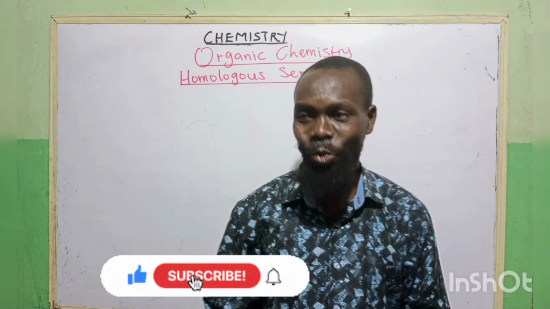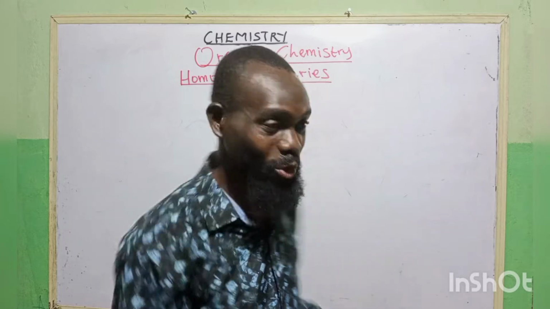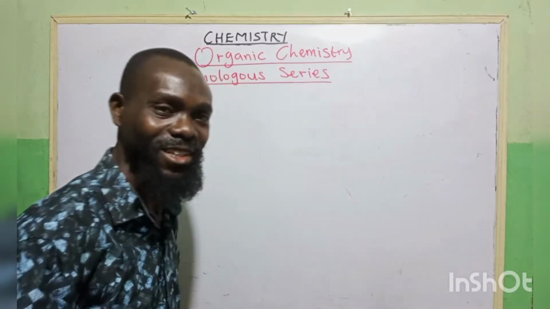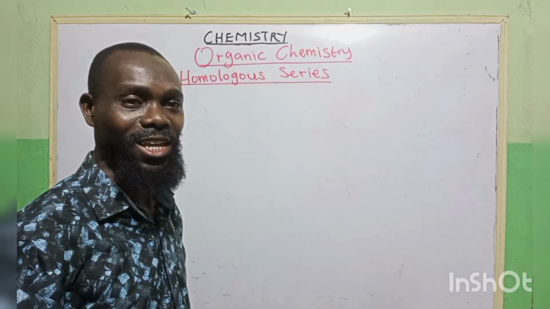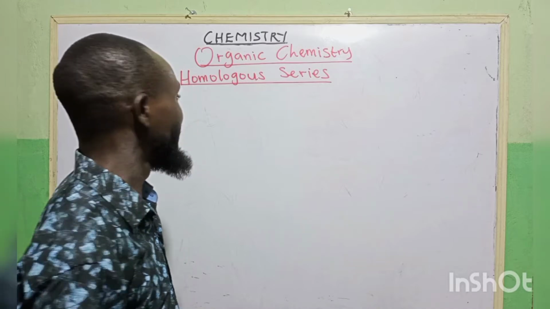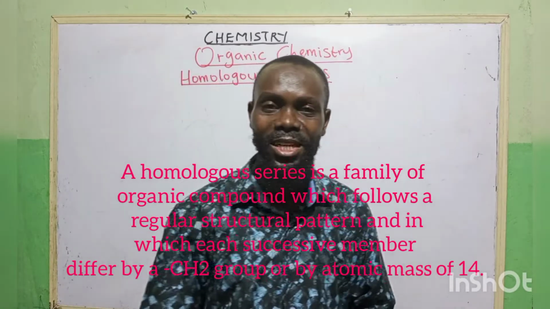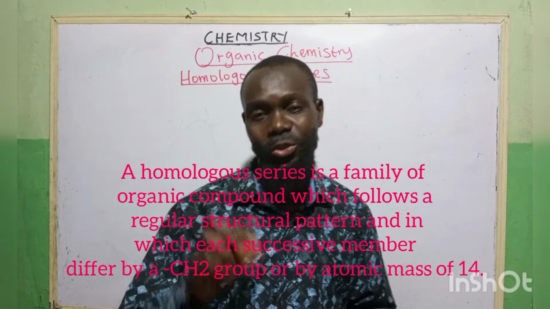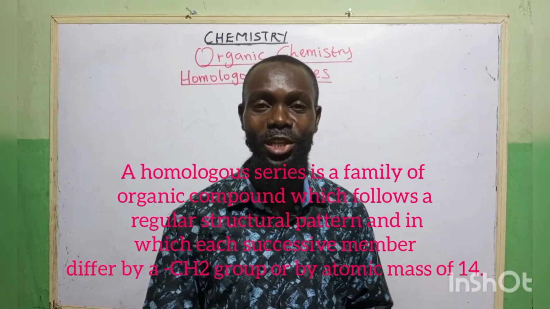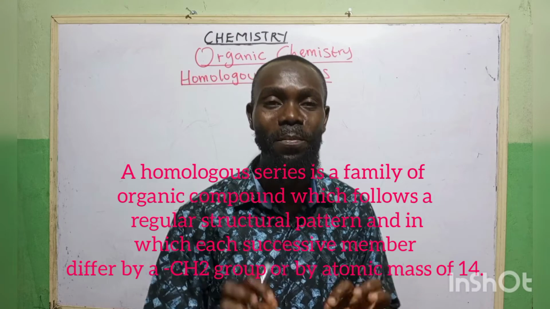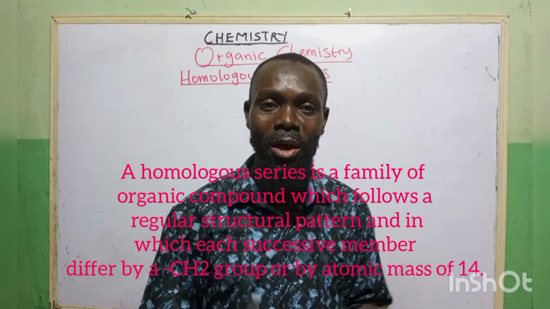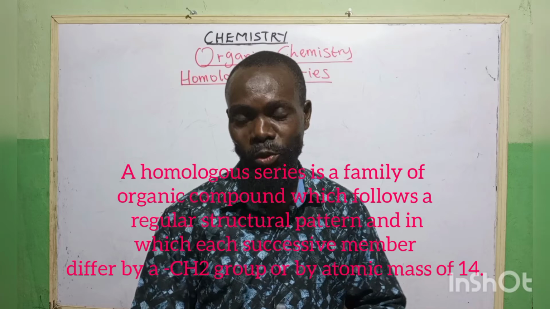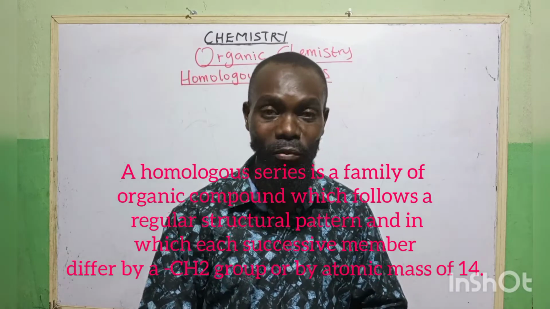Now today, we are going to be looking at homologous series. What's a homologous series? A homologous series is a family of organic compounds which follow a regular structural pattern and in which each successive member differs by a CH2 group, or with an atomic mass of 14.